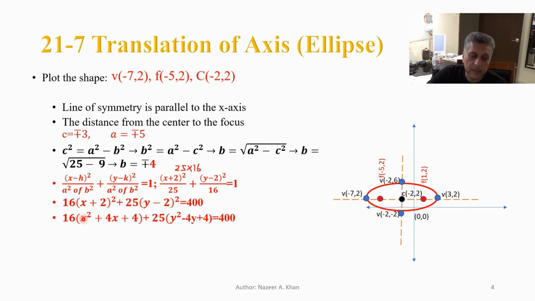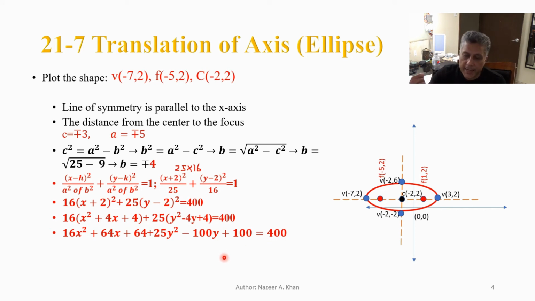So this will become 16x squared. 4 times 16 is 64x, and 4 times 16 again will be 64, and these ones will work out the same way. We just multiply them out, and 4 times 25 is 100, so that's minus 100y, and then we'll have 100, and that's equal to 400, right? So now we're going to gather everything on the left hand side of the equal sign, equal to 0, and we have it in general form.